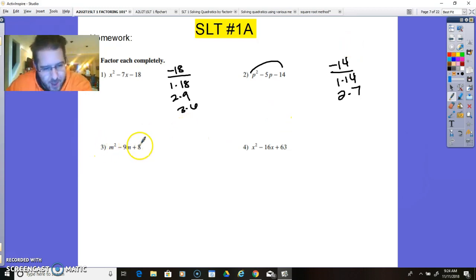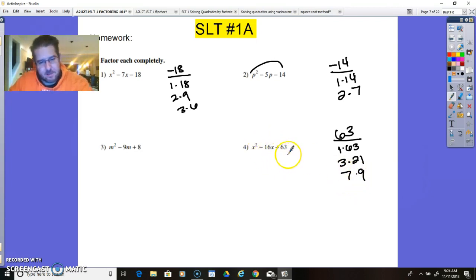This one multiplies to give you 8, and remember, a negative times a negative is also a positive. So this is negative 8 times negative 1, and negative 8 plus negative 1. So it's n minus 8 and n minus 1. This one, 63. We're looking for factors of 63, so it could be 1 times 63, 3 times 21. What else is there? 7 and 9. That is actually going to be the one I'm looking for. It's going to be negative 7 and negative 9, because they add up to negative 16 and they multiply to give you 63.